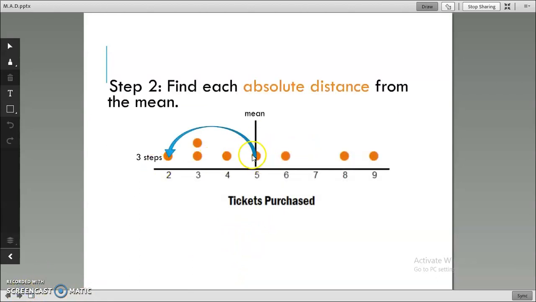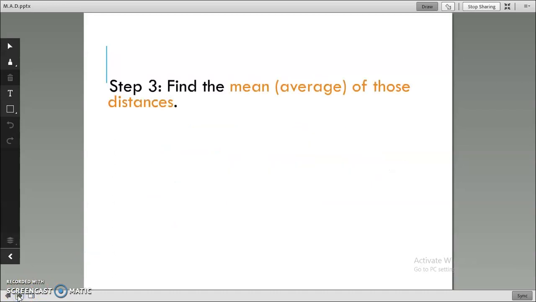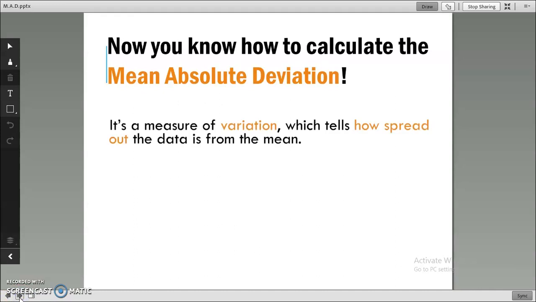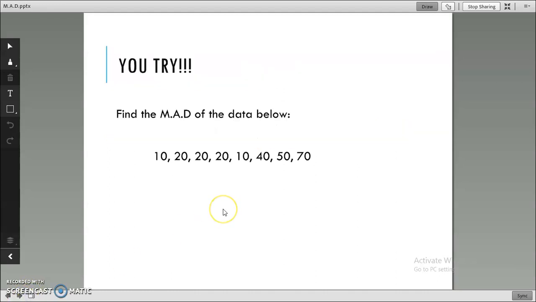So here, the distances from 5 are 3 steps, 2 steps, 1 step, 0 steps, 1 step, 3 steps, and 4 steps. So we're going to find the average of those distances, divide it, and we get 2. So now we know how to calculate mean absolute deviation. It's the measure of variation, which tells us how spread out the data is from the mean. So let's do one. Why don't you pause the video and try to find the mean absolute deviation of this data set.